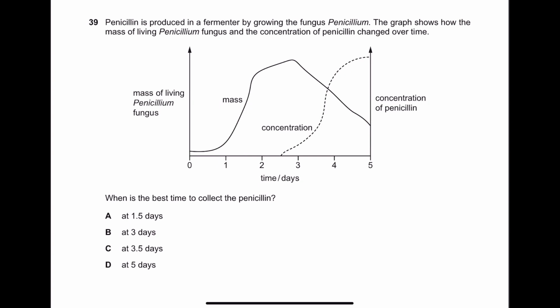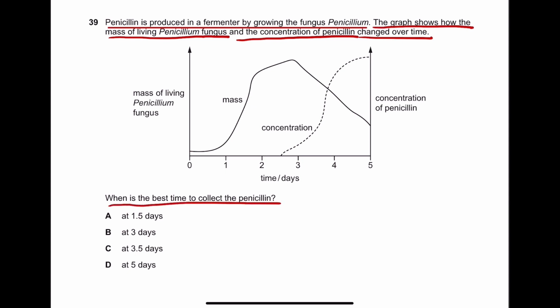Number 39. Penicillin is produced in a fermenter by growing the fungus Penicillium. The graph shows how the mass of living Penicillium fungus and the concentration of penicillin changed over time. When is the best time to collect the penicillin? Okay. This question is quite interesting. So when is the best time to collect the penicillin?